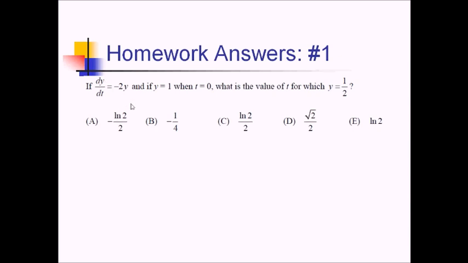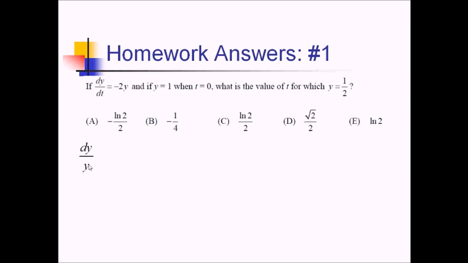So what we're going to do here is essentially find the particular solution of this differential equation given this initial set of values here, and then we'll plug in 1/2 for y and solve for t. All right, so first off, in order to take the antiderivative here, I'm going to need to separate my variables because I have an output variable, this y here, in the differential equation.